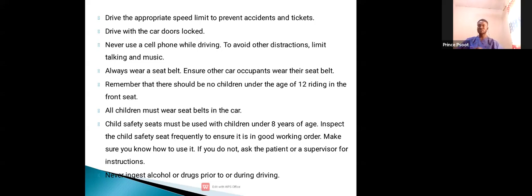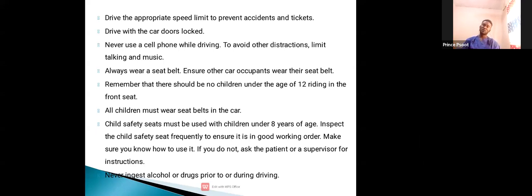And for child safety, a child safety seat must be used with children under 8 years of age. So you inspect the child safety seat frequently to ensure that it's in good condition and working order. Make sure that you know how to use it. And if you don't know how to use it, you ask the patient or supervisor for instructions. Never ingest alcohol or drugs prior to or when you are driving.